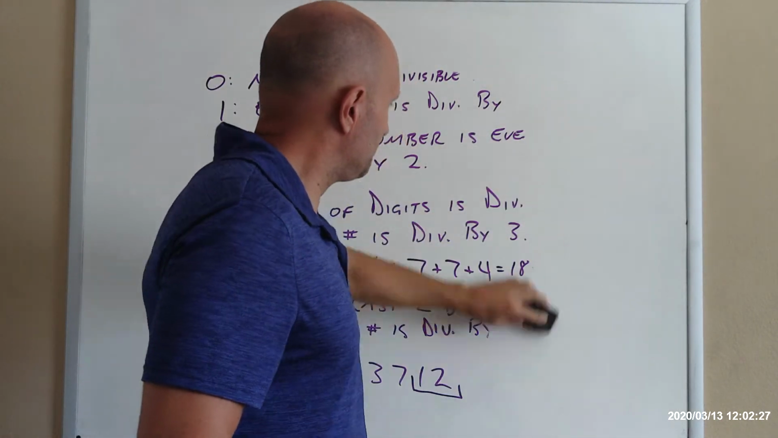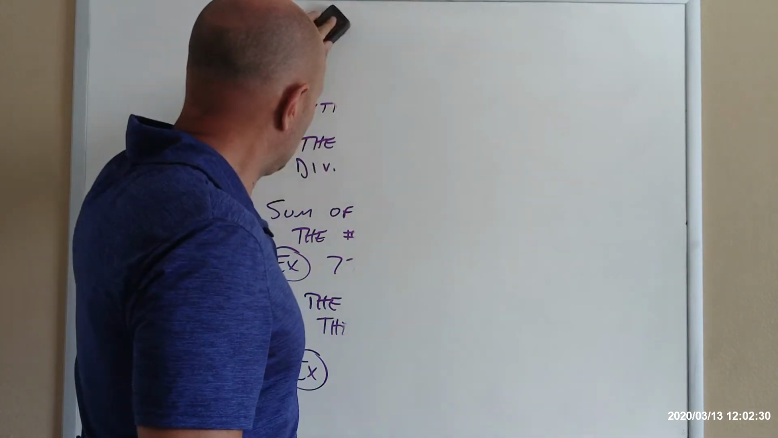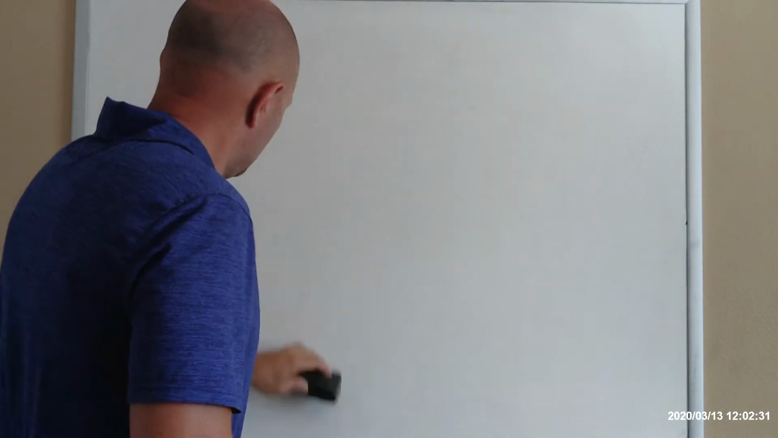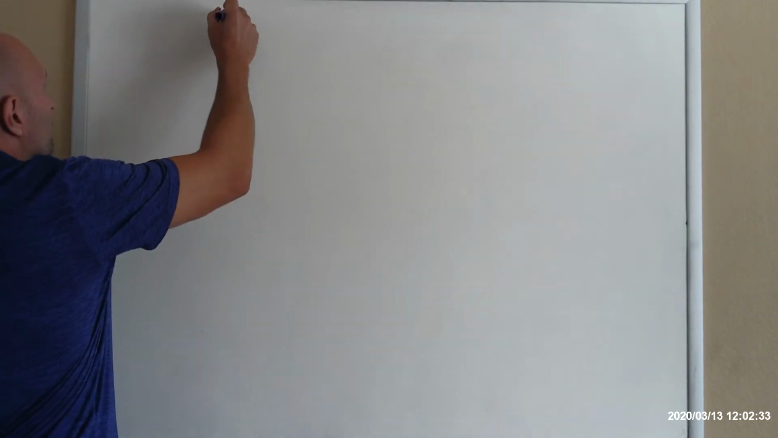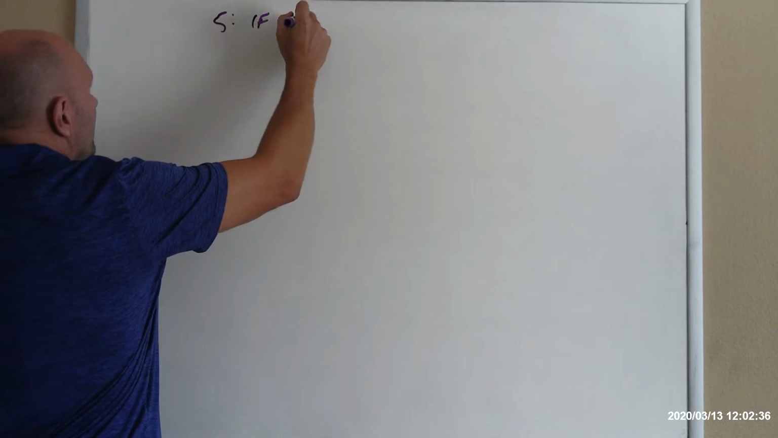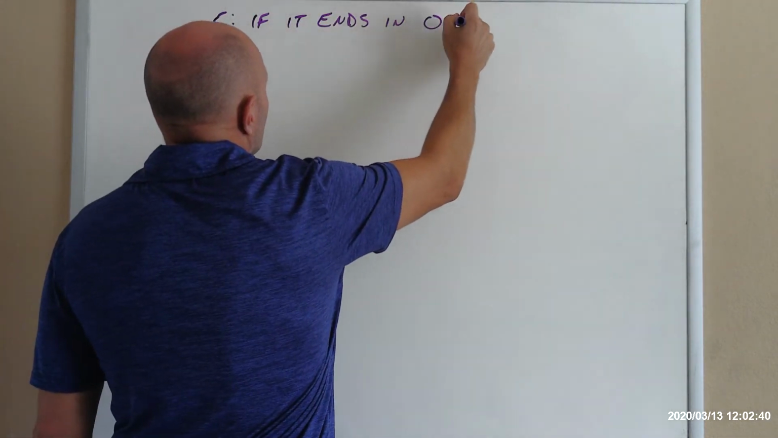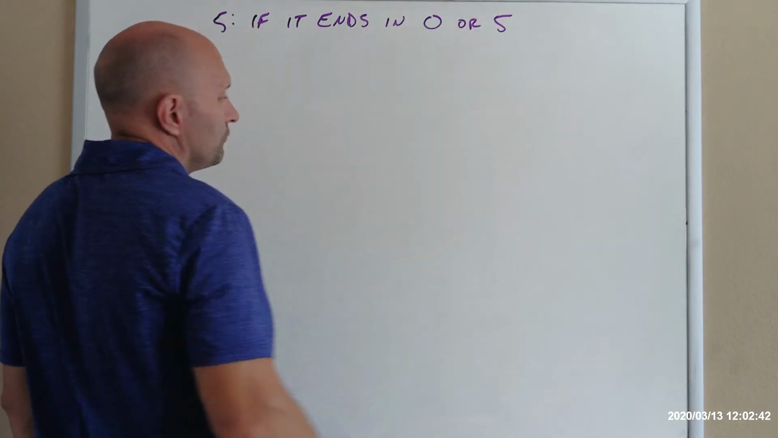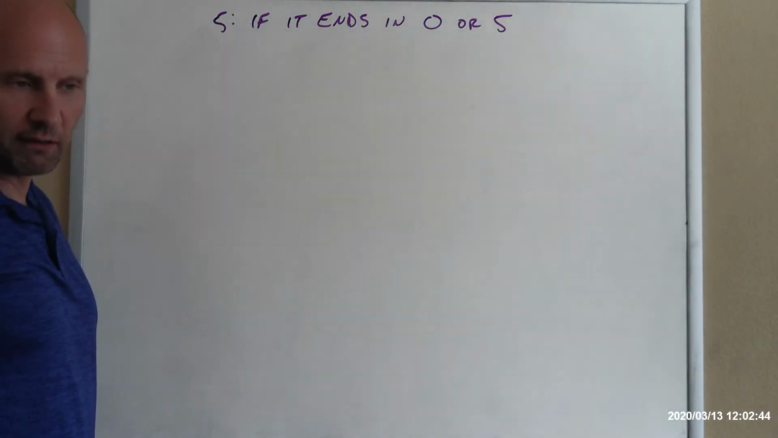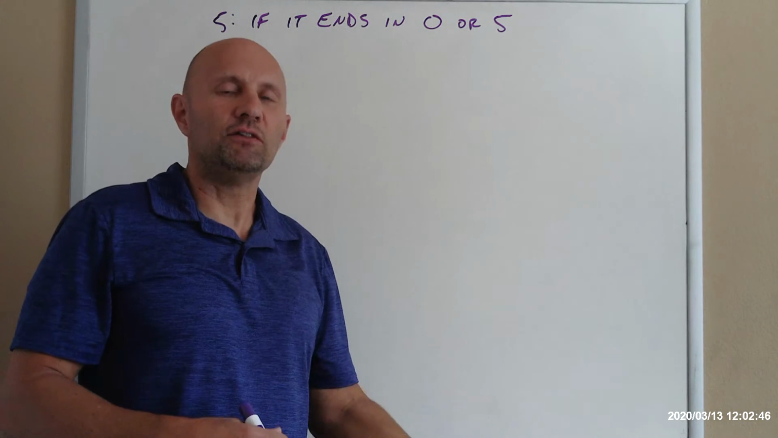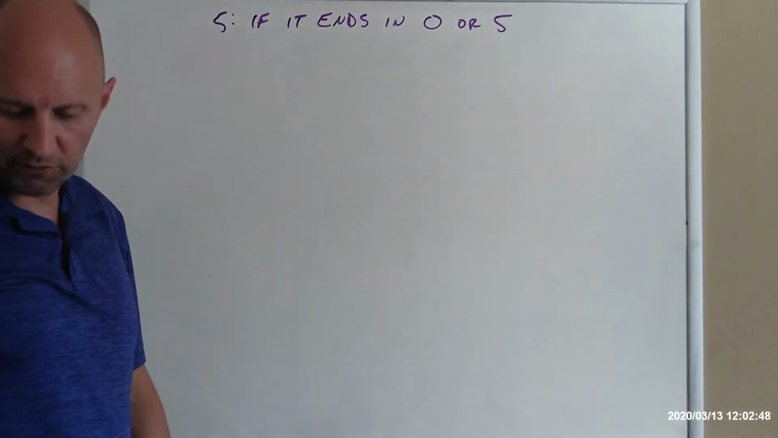Alright, 5. You guys probably know this one back from elementary days and so forth, and it's what? If it ends in 0 or 5, then it's divisible by 5. So 5, 10, 15, 20, 25, 30, etc., etc.